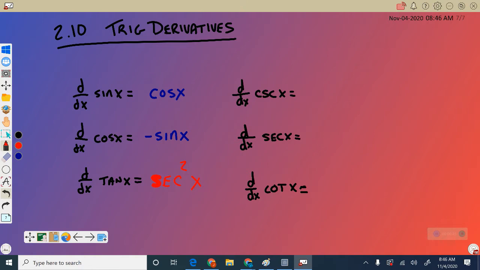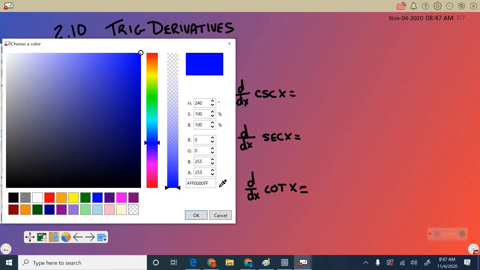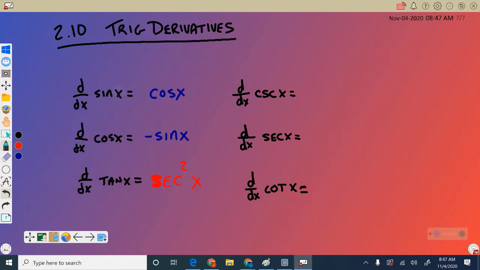Now, to find the other 3, it's a little bit more complicated. We could do a whole bunch of rules to actually figure it out. However, let's keep it simple. The derivative of tangent is secant squared. The derivative of cotangent then becomes cosecant squared. And the trick is, any of the co-functions always become negative. So cosine, cotangent, and cosecant all are a negative answer. Okay, so I think from tangent to cotangent is a pretty easy transition.